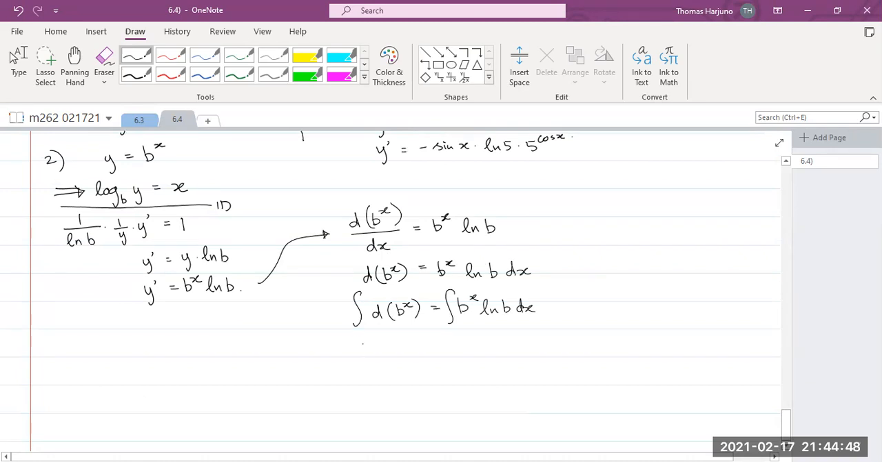On the left-hand side, I get b to the x plus constant, equal to, on the right-hand side, natural log of b is just a coefficient. So the integral of b to the x dx is itself divided by the change of base, plus constant.